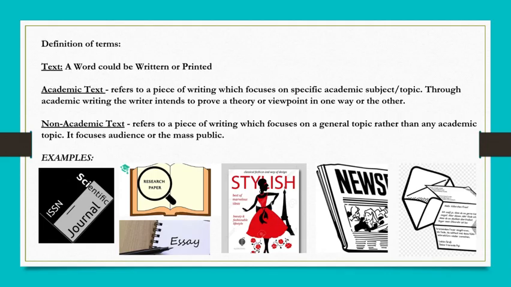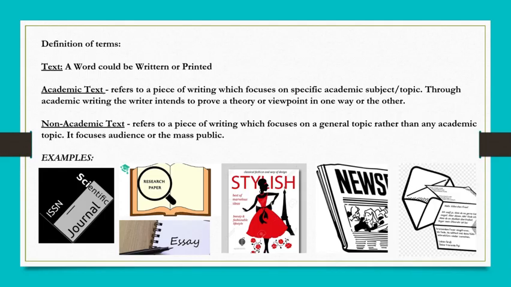What is academic text? It refers to a piece of writing which focuses on a specific academic subject or topic through academic writing, that the writer intends to prove a theory or viewpoint in one way or the other. Meaning, academic texts are written by professionals in the given field. It is also well edited and often takes years to be published. Why? Because it was supposedly studied thoroughly and they have to come up with deep research to prove their theory.